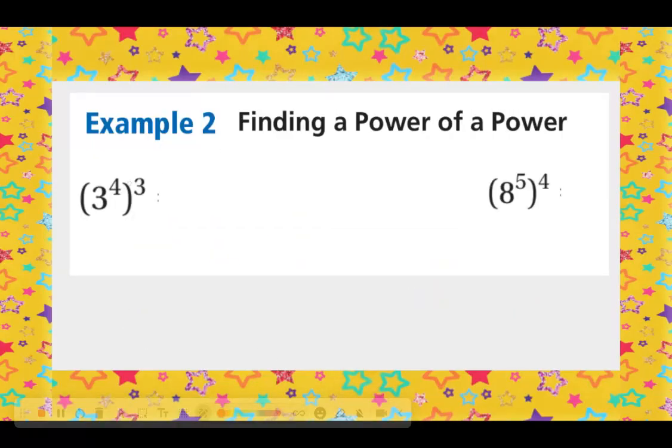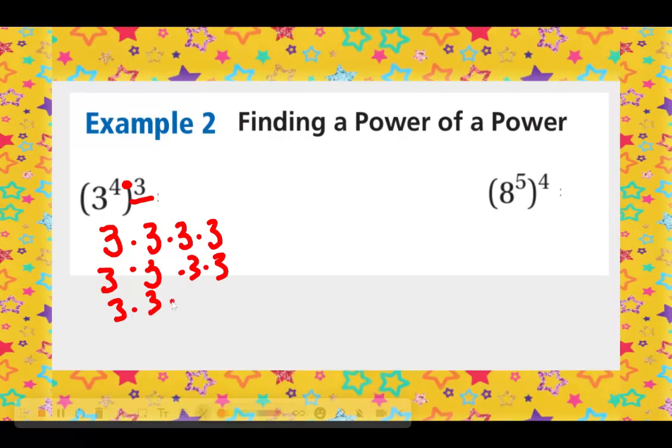Finding a power of a power. This is one where I tell you to put the dot here so you remember to multiply. So if we expanded the form, 3 times 3 times 3 times 3, that's showing 3 to the fourth, but we have 3 groups of that. So we would have 3 to the 12th power. The next one, 8, and then 5 times 4, 8 to the 20th power.